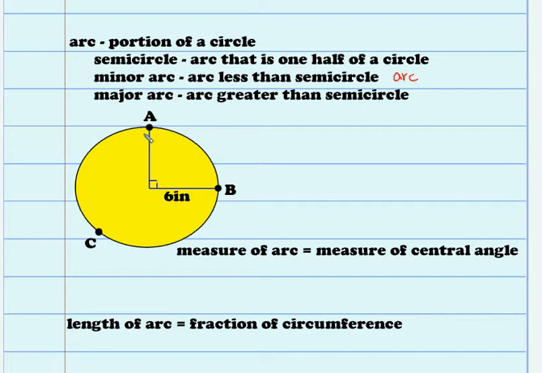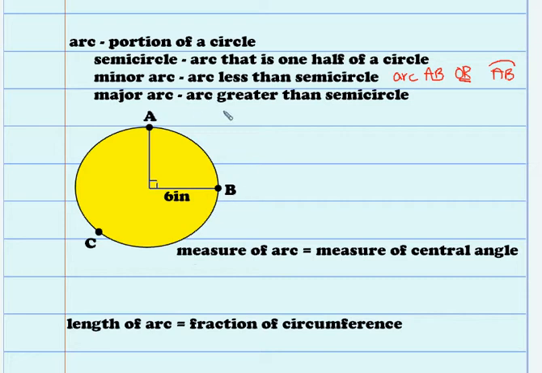A minor arc is less than a semicircle, so look at this circle here. A semicircle would go from B to this point over here that doesn't exist. That would be half. So a minor arc that is noted here would be A to B. So we could say arc AB. We can also do the A and the B, capital letters, and put a little arc over it.